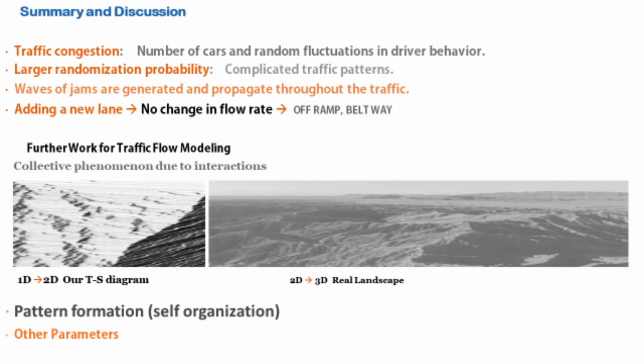For our model, we found that the main causes of traffic congestion are the number of cars and the random fluctuations in drivers' behaviors. And the fundamental diagrams do not change much even when we added a new lane. Off-ramps and beltways may be partial solutions.